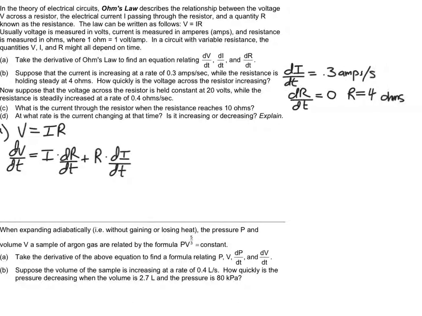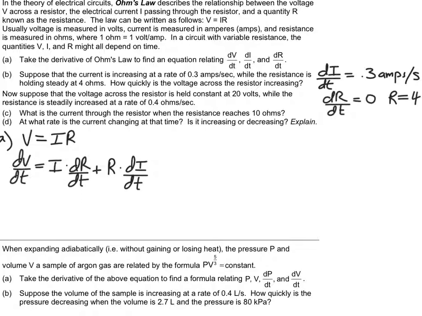All right. So it seems like they didn't give us enough information, but it turns out they gave us the perfect amount of information. They didn't tell us anything about the amount of current, but since dR/dt is equal to 0, that's going to be irrelevant anyway. So I could do my substitution. I'll just write it as I, even though it's irrelevant, times 0 plus 4 times 0.3.